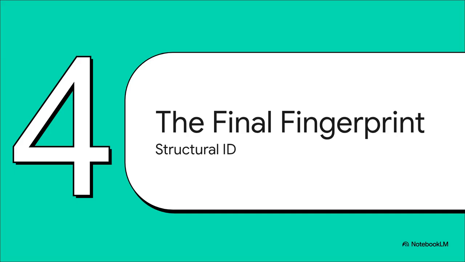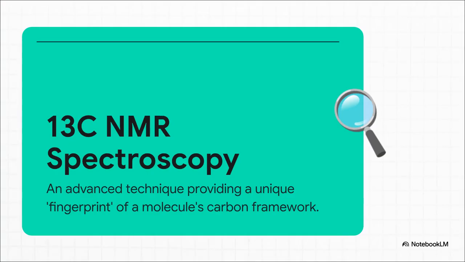See, we know it's an aldehyde, but which aldehyde? There are a ton of different ones. To pinpoint its exact structure, how many carbon atoms it has and how they're all arranged, we need to bring in the heavy machinery. We need a molecular fingerprint. And to get that fingerprint, we use a technique with a kind of intimidating name, carbon-13 NMR spectroscopy.